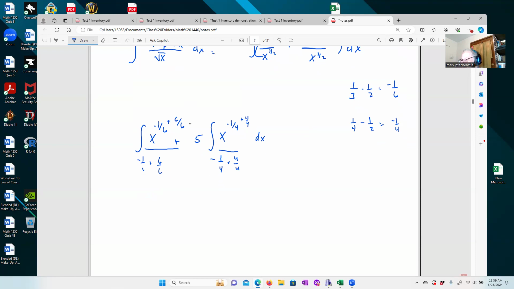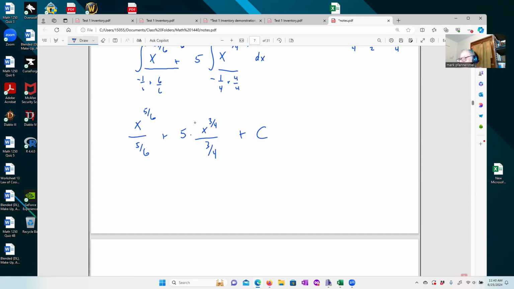So we have x to the negative 1/5 plus 6/6. That's 5 over 6 divided by 5 over 6. Okay, plus 5 times we have x to the negative 1 plus 4 is going to be 3/4 divided by 3/4. Now I've integrated, we have our plus c, right? So we'll go ahead and clean this up by multiplying top and bottom by 6/5, 6/5.